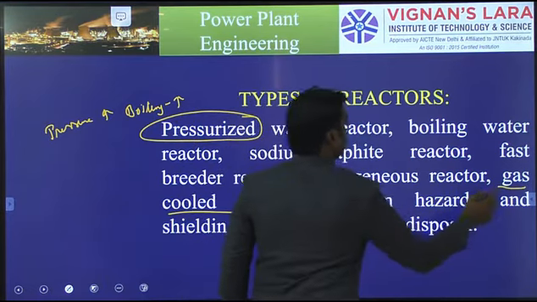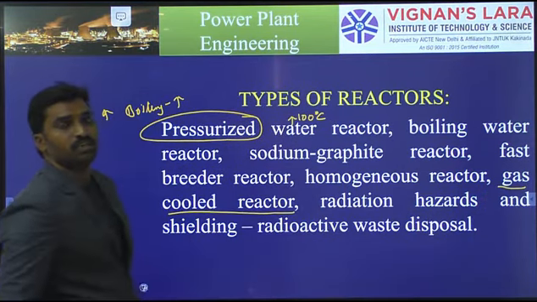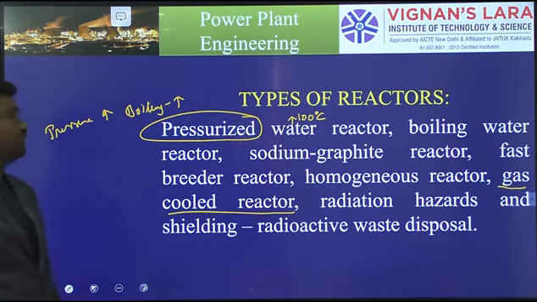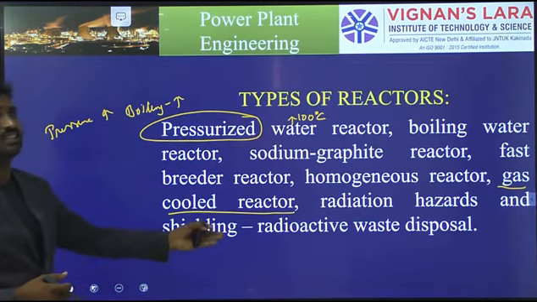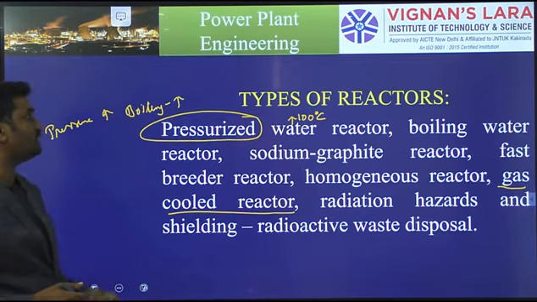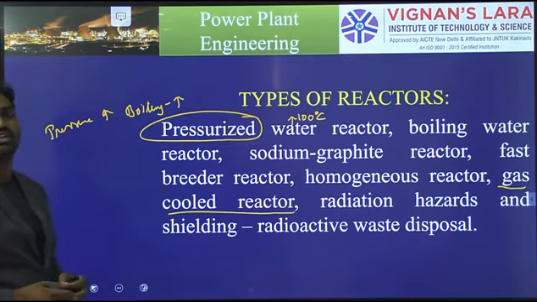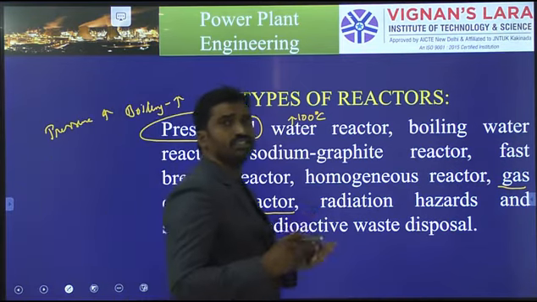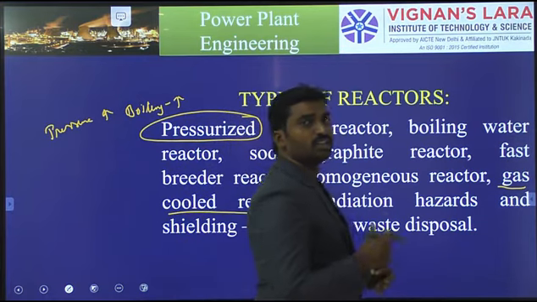Here we are using gases, helium and carbon dioxide, as a coolant. Based on the coolant we say that this is the gas cooled reactor, and the pressurized water reactor. So the main objective of reactor classification here is based on the coolant. Water as a coolant.